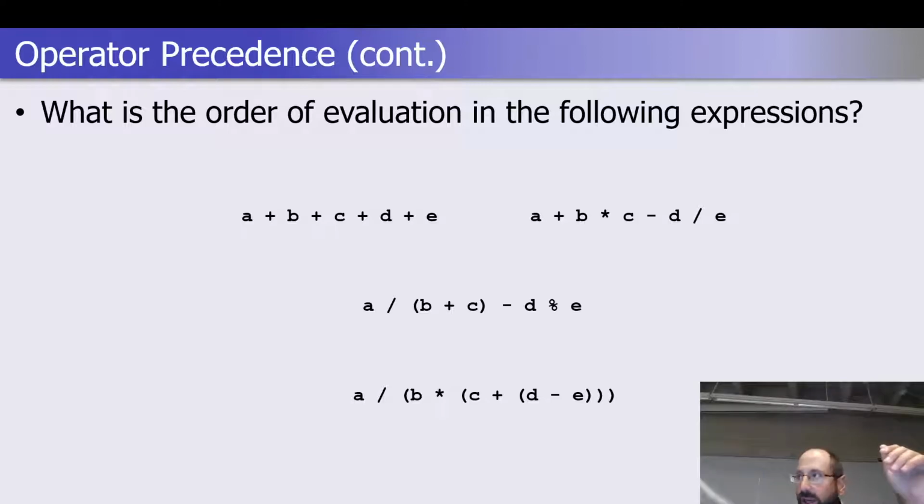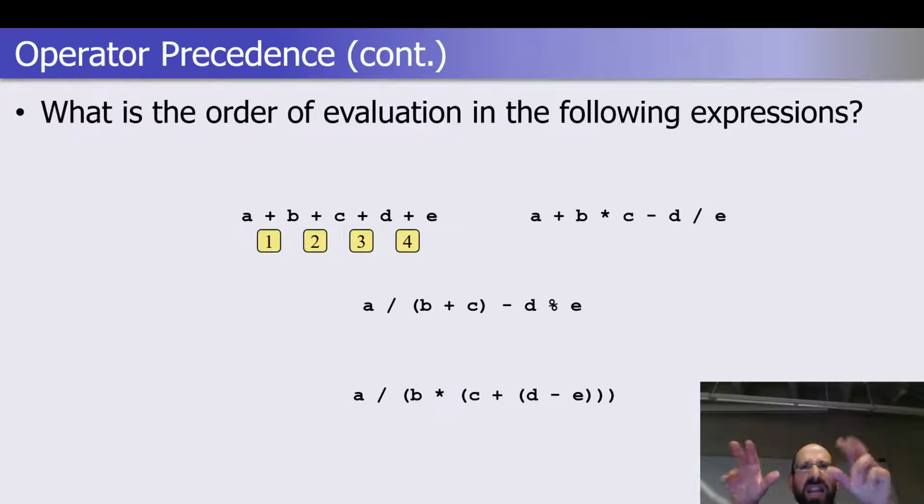Just a quick sanity check then here. So for these examples, for the first one where we have A plus B plus C plus D plus E, that one is just left to right. So A plus B gets evaluated first, then plus C second, plus D third, plus E fourth. In that next example, A plus B times C minus D divided by E, what is the order of the operations here? What happens first? Absolutely. What happens second? That's right.